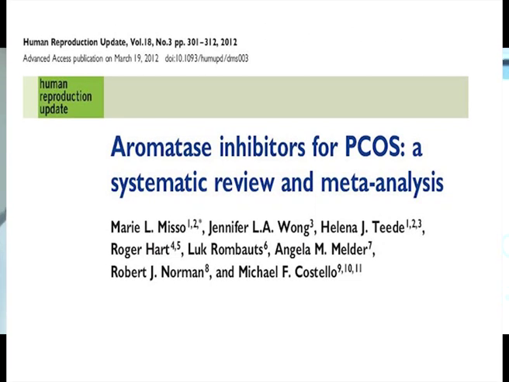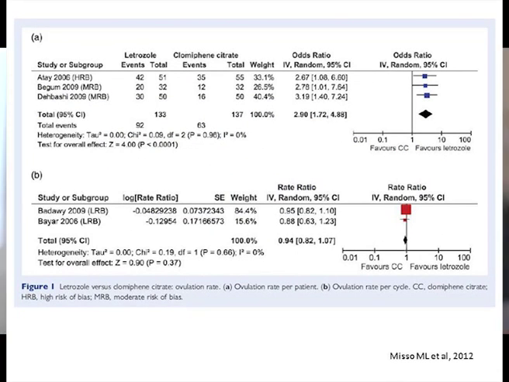This was a review by Misso again. And just to summarize, if you look at ovulation rates per patient, it favors letrozole. If you look at the ovulation rates per cycle of treatment, there was no significant difference between the two. So you will argue that it means aromatase inhibitors might be of benefit to a certain group of individual patients. But if you look at the whole spectrum of patients in terms of cycles of treatment, it might not offer you any benefit. And therefore, you'll have to make that call.